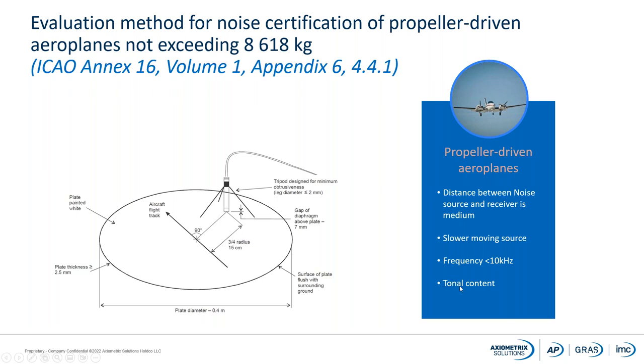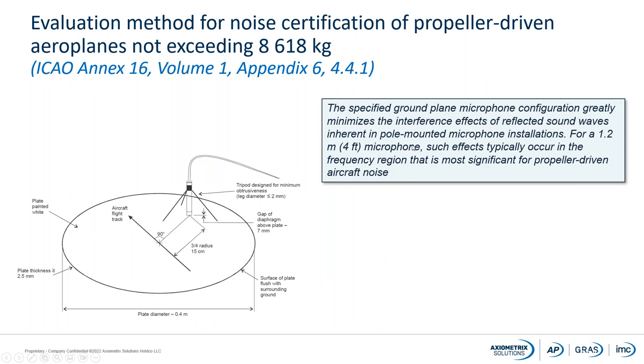We were introducing some tonal content, and even ICAO or Federal Aviation, they recognized that when they were writing the standard, because they write the specified ground plane microphone configuration is greatly minimizing the interference effect of reflected sound waves inherent in pole-mounted microphone installation. For a 1.2 meter or 4 feet microphone, such effect typically occur in the frequency region that is most significant for the propeller-driven aircraft noise.